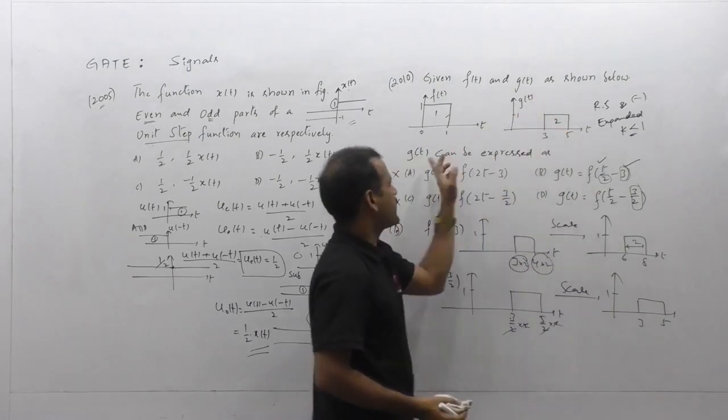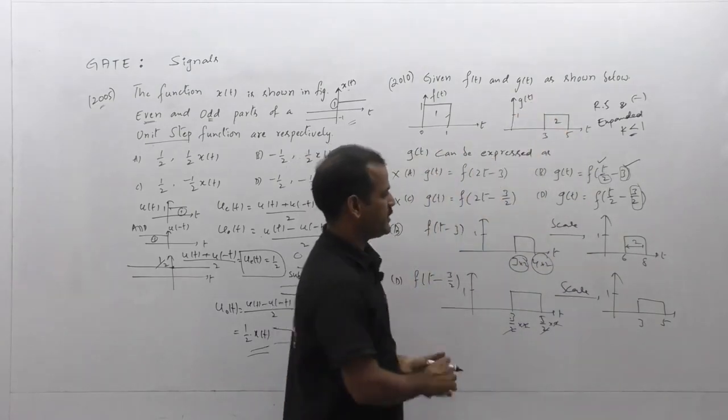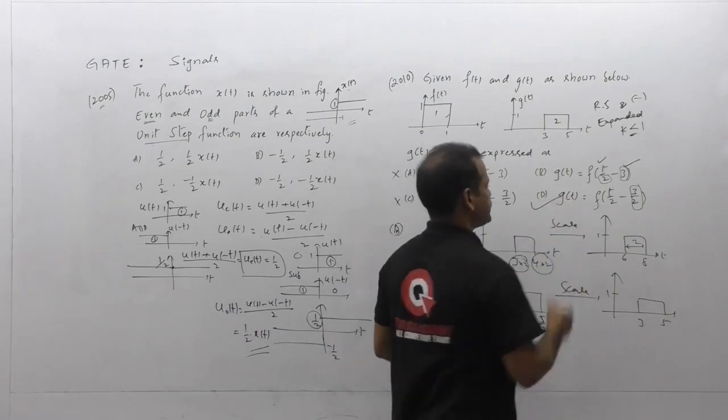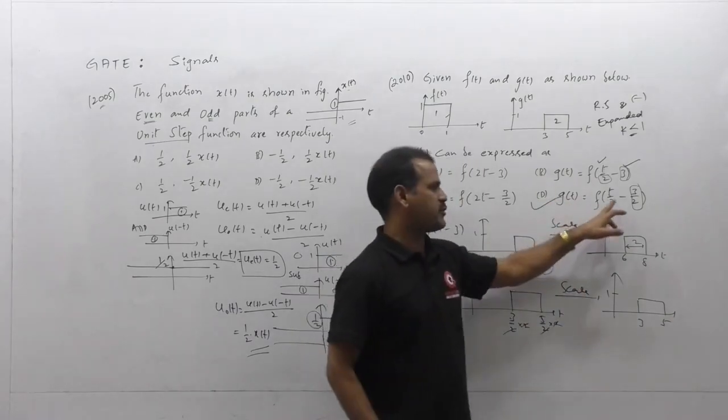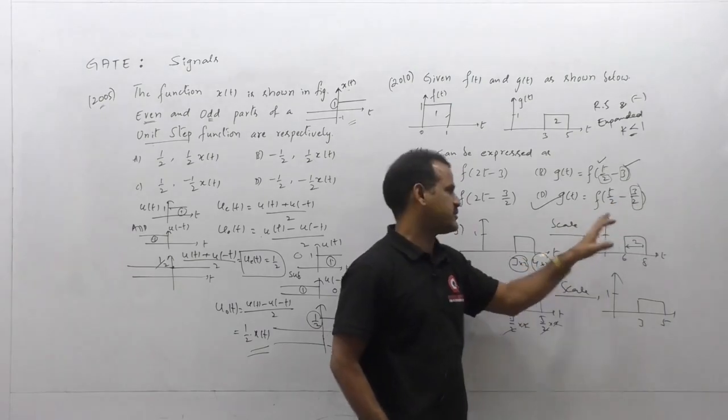So g of t can be expressed in terms of f of t with the expression g of t equal to f of t by 2 minus 3 by 2. So the right option is D here.